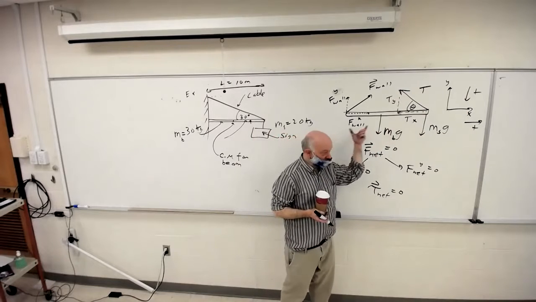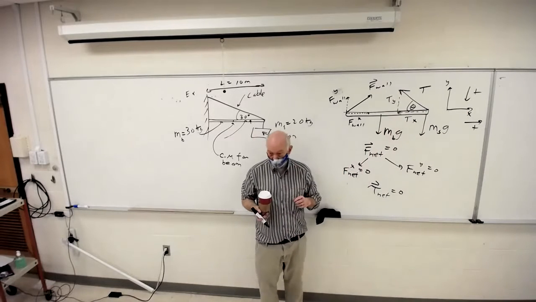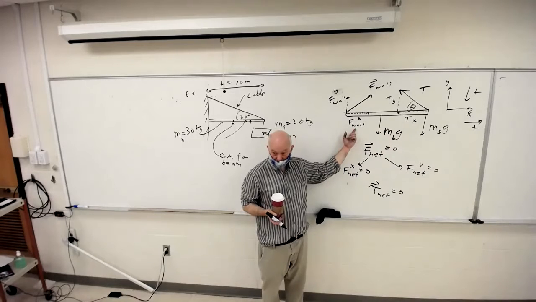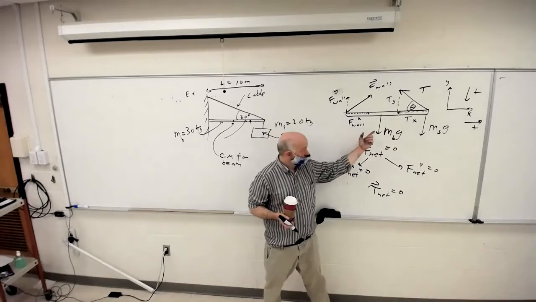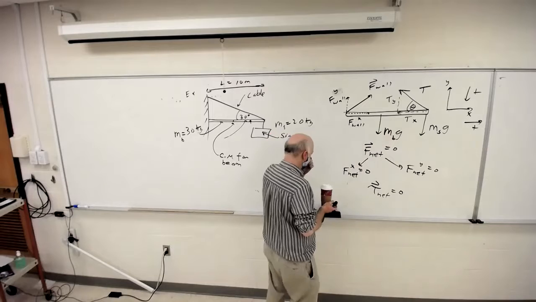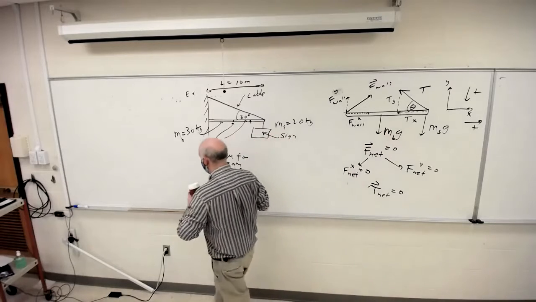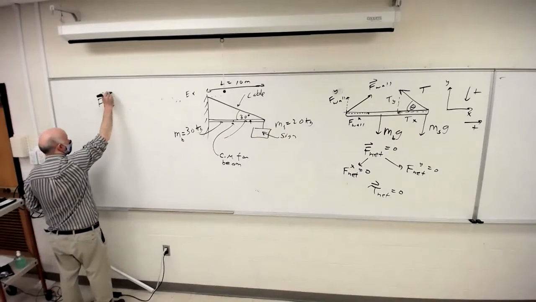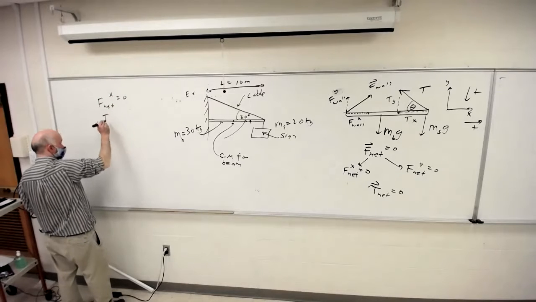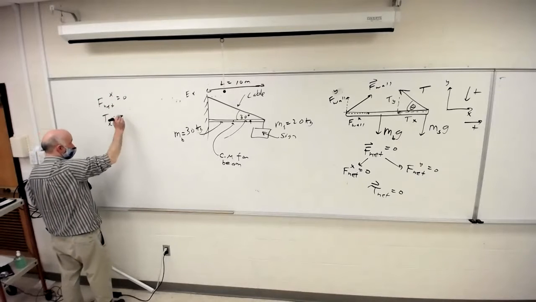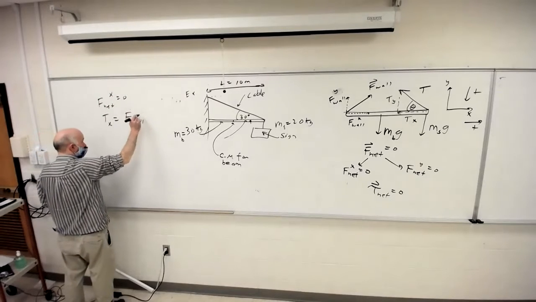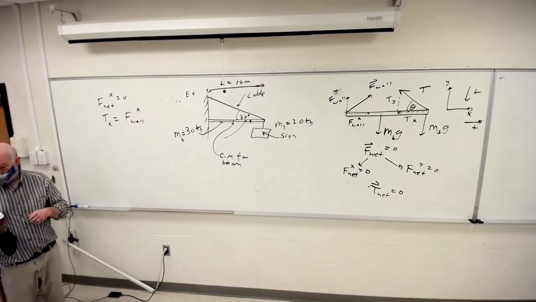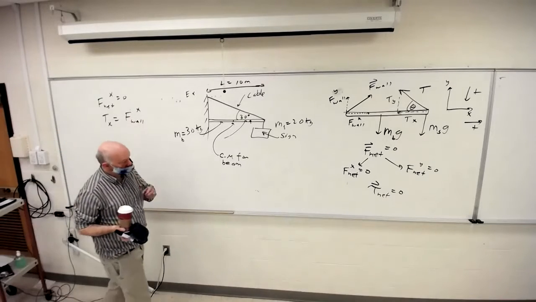If the object isn't moving this way, the X force from the wall has to equal the X force from the tension. Okay, so this equation gives us the X force from the tension equals the X force from the wall. Does that make sense? Tell me about the Y.